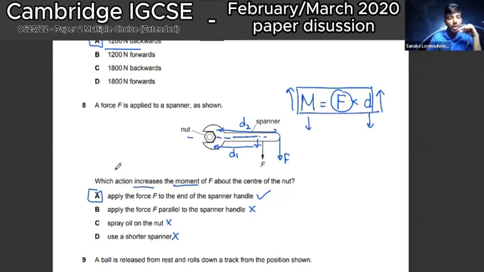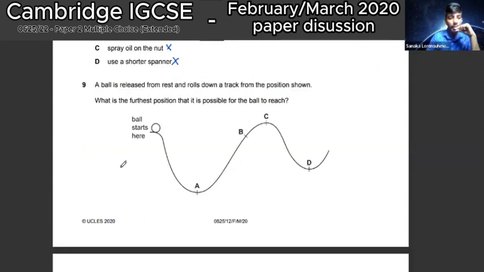Right. Next one, question 9. A ball is released from rest and rolls down a track from the positions shown, A, B, C, D. There are 4 positions. The ball is starting here. Then what is the furthest position that is possible for the ball to reach? The ball is starting here.